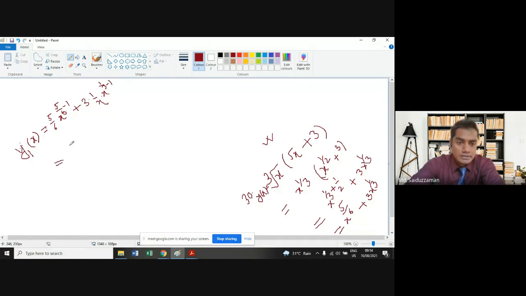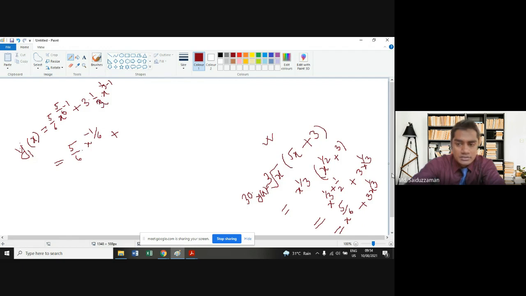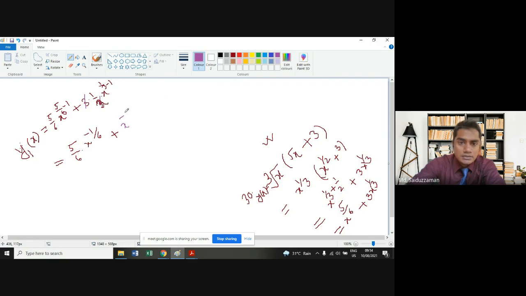So what is remaining here? 5 by x into x to the power what? Minus 1 by 6. Plus 3 into 1/3, sorry, here it is 1/3, that's why 3 into 1/3. Clear, everybody? Then this and this cancel out. So what is remaining? x to the power minus 2 over 3.